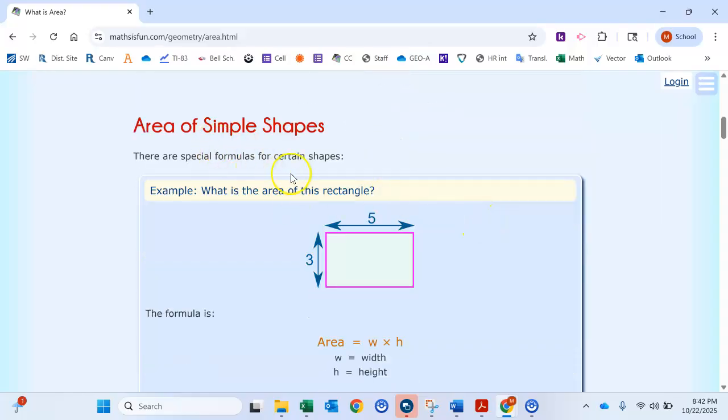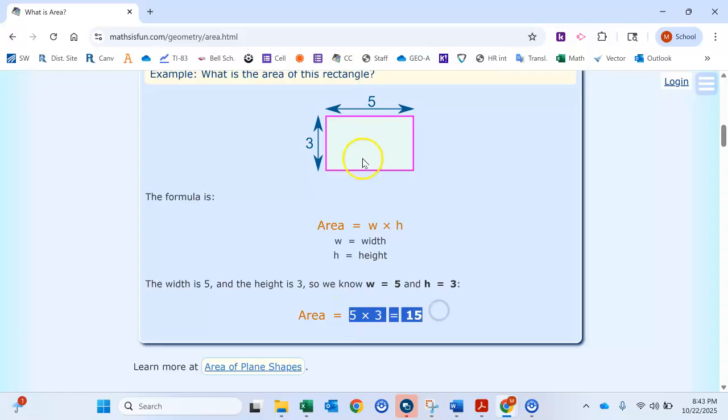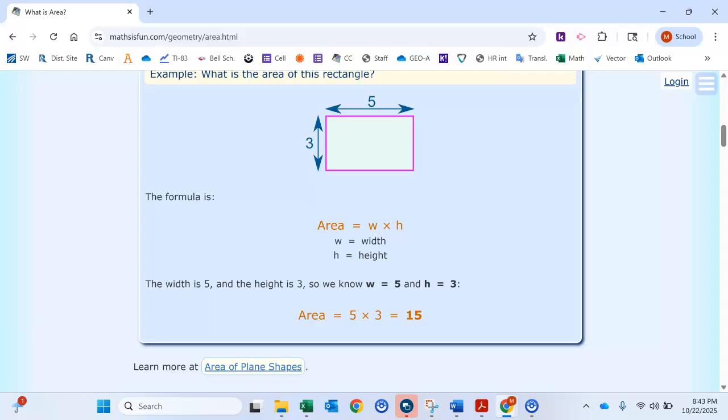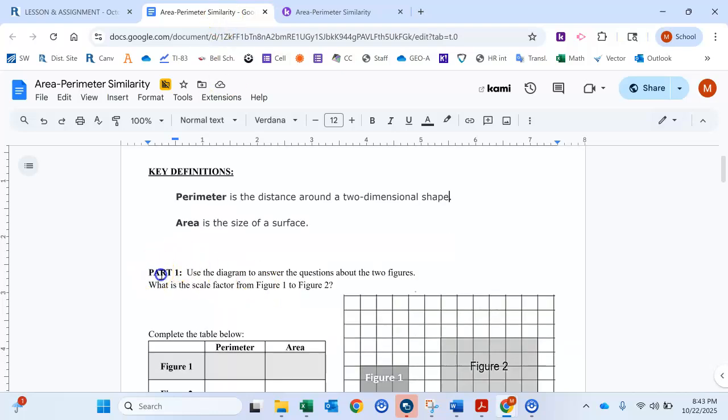Again, now, how do you calculate the area of a rectangle? The area is going to be width times height, okay? So that's the formula. You go 5 multiplied by 3, so this is 15, okay? So that's how you do the area, just a review. Okay, so now that we know that, make sure you translate this over here if you need to.